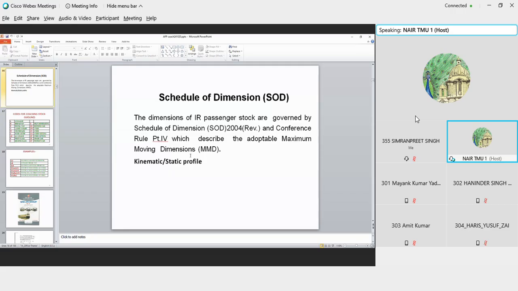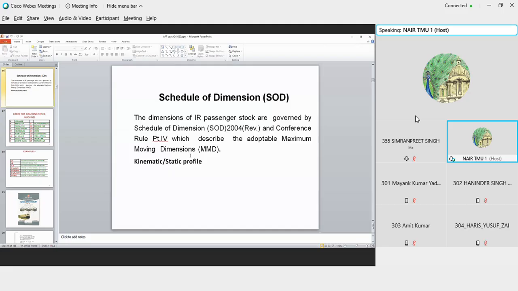Also remember, when a vehicle is moving, there is something called a kinematic profile and a static profile. Static profile is when it is in standstill condition, it gives you some envelope. And when it is traveling, it is having all those movements in the longitudinal and in the lateral direction. So there is a different kinematic profile. So when you are creating any new design, you keep in mind that the kinematic profile of the equipment should always fall within the specified schedule of dimensions.